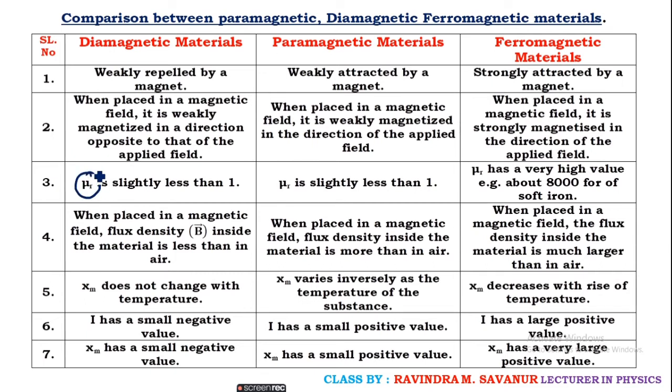Here the relative permeability is 1. Here slightly less than 1. Here it is around how much? 8000. The magnetic flux density inside the material is less than in air. Similarly, the comparison is given. Just go through. Here susceptibility is small. Here it is positive. It is small and negative, first one in dia. In para, small and positive, and in ferro it is very large and positive.